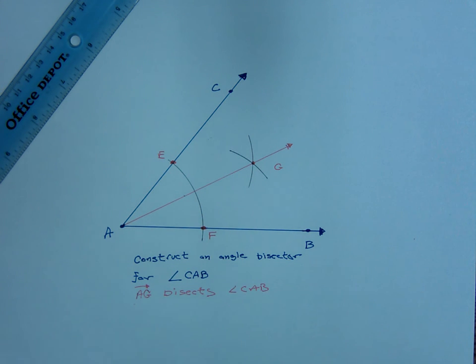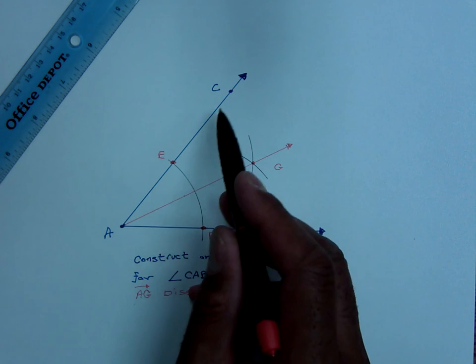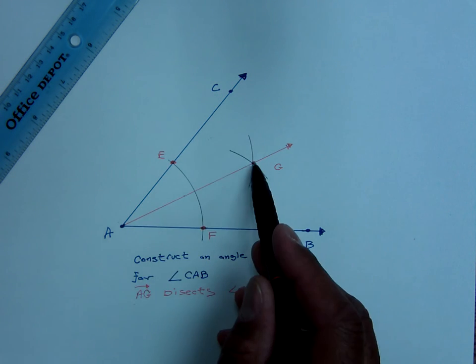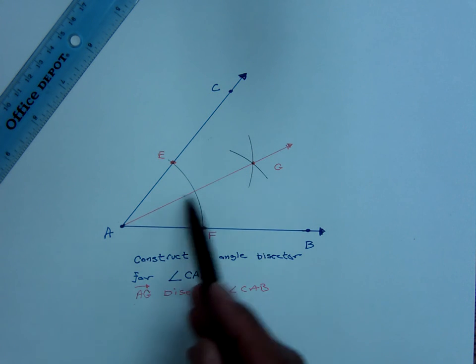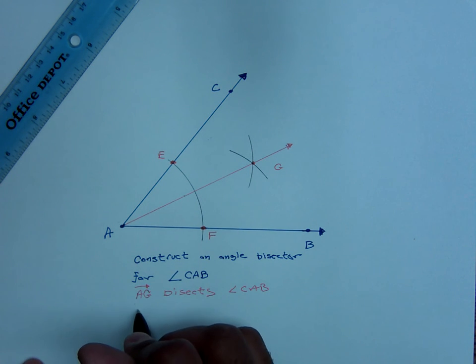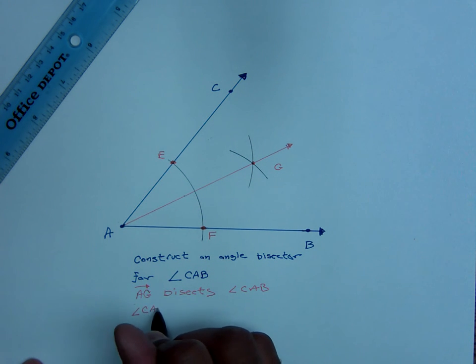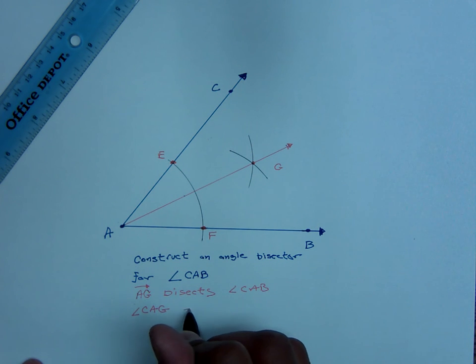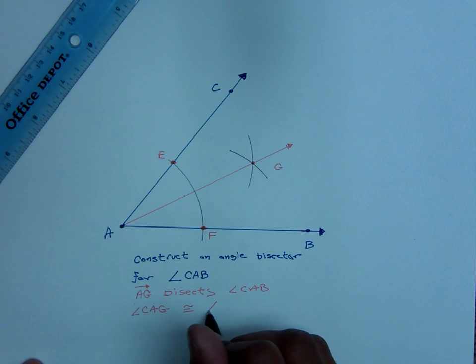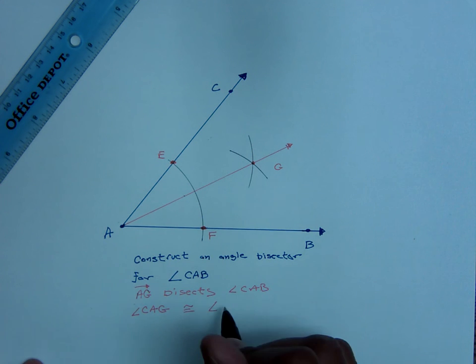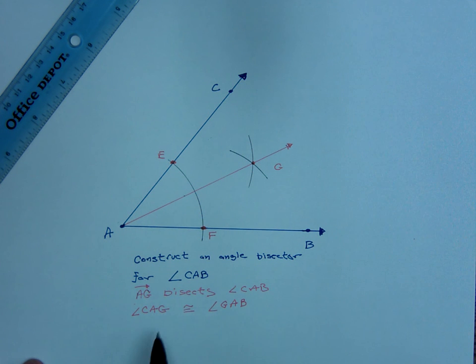And what that means is that two congruent angles are formed. One of the congruent angles is angle CAG, and the other one is angle GAB. I'm going to write that. Angle CAG is congruent to angle GAB. And by definition, when these two angles are congruent, then this blue angle is bisected.